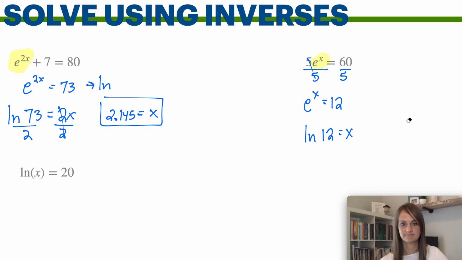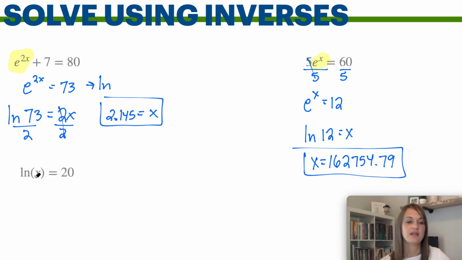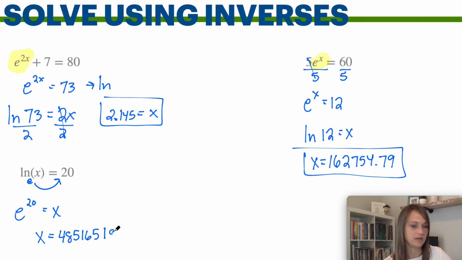Next, to get x out of the trap of the natural log, we are going to do the inverse. So this is e raised to the 20, and that equals x. So x equals 48516519554.